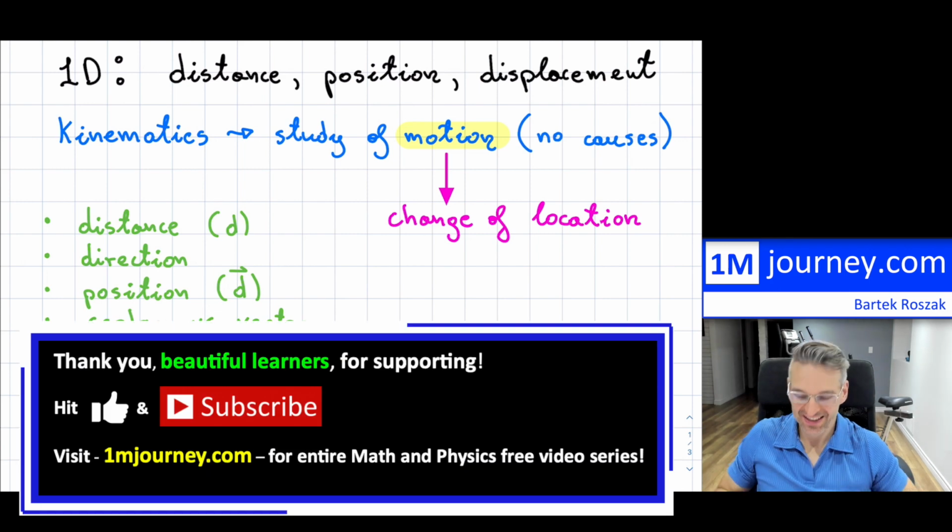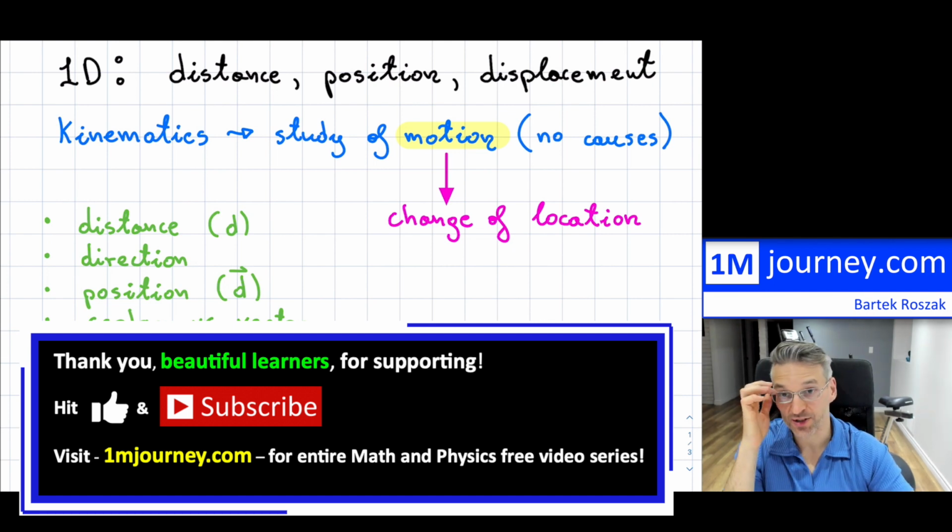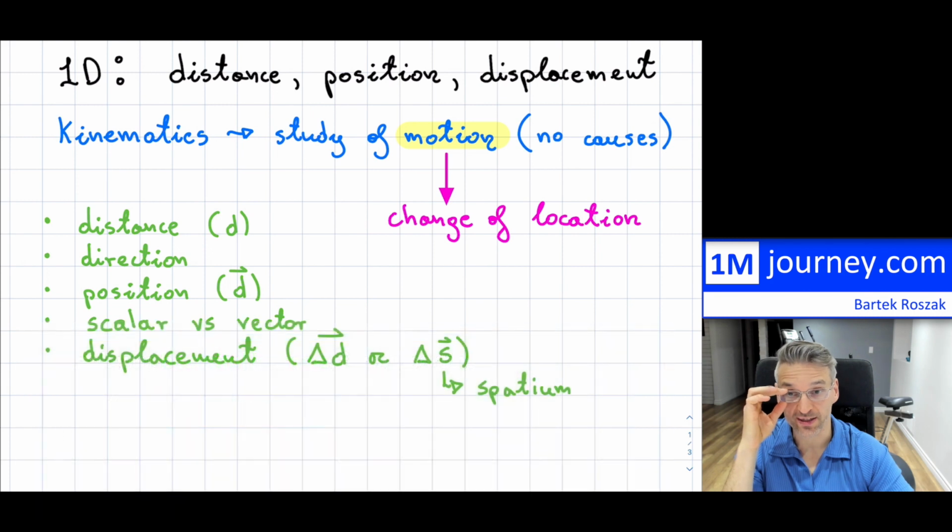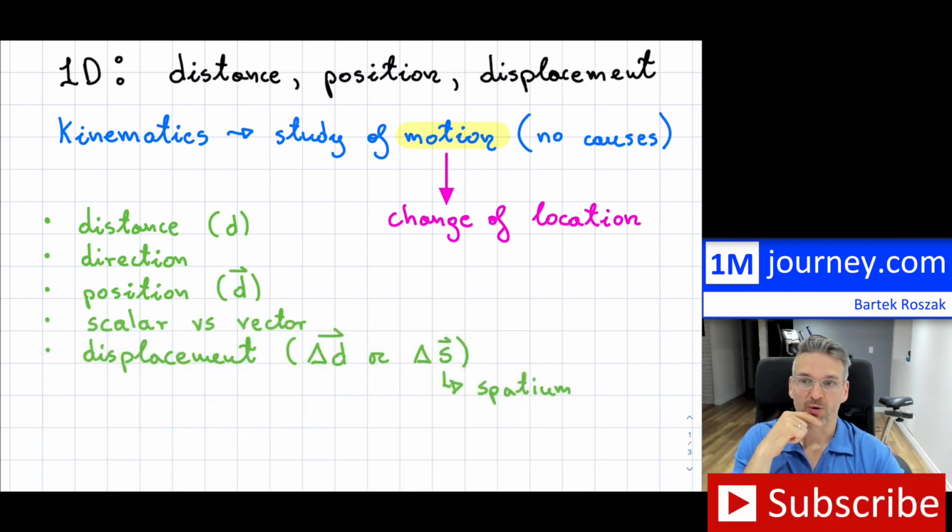2.1 One-dimensional distance, position, and displacement. It's one of the introductory components in physics when you're walking into grade 11. So let's take a look.